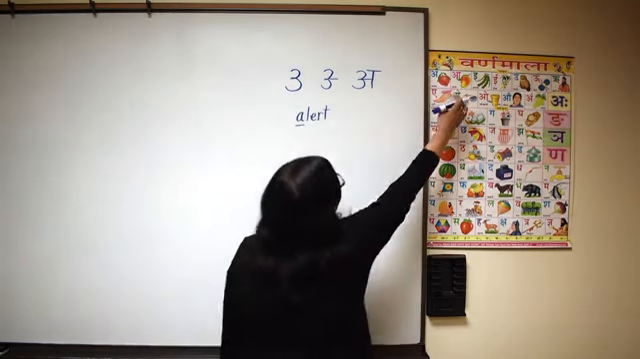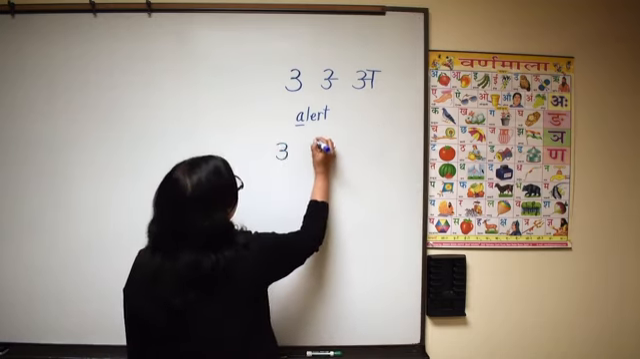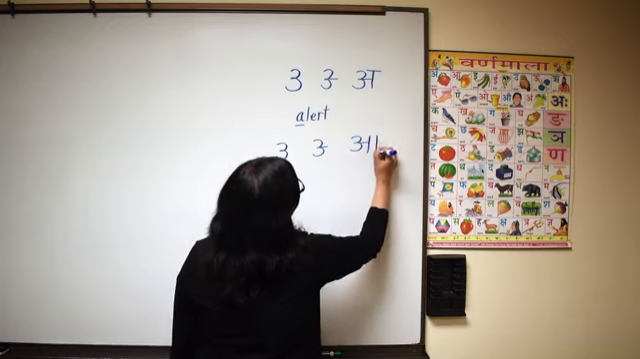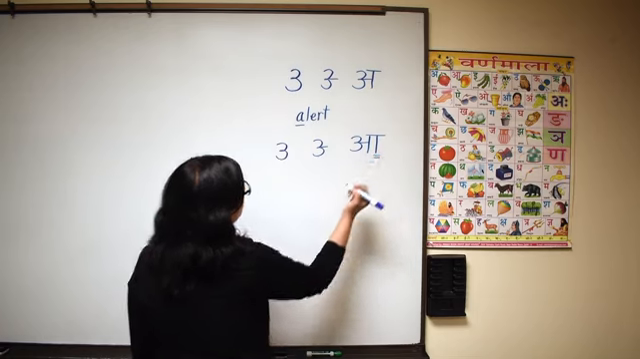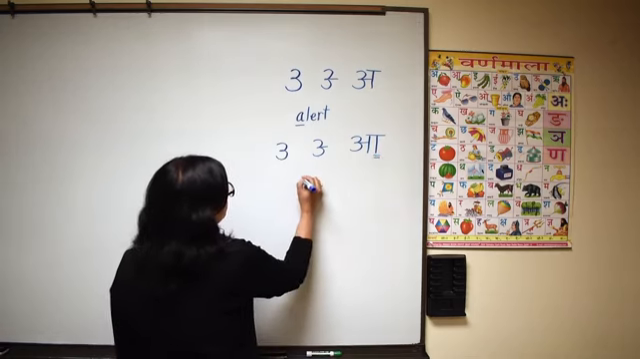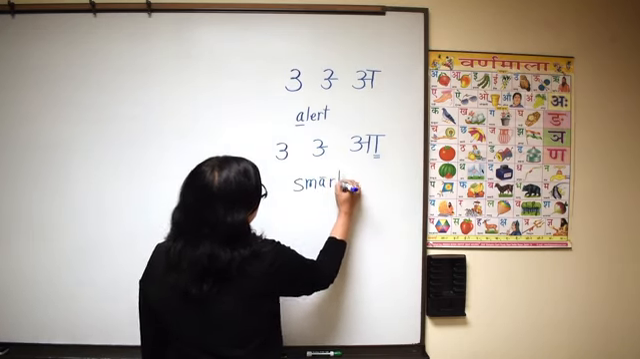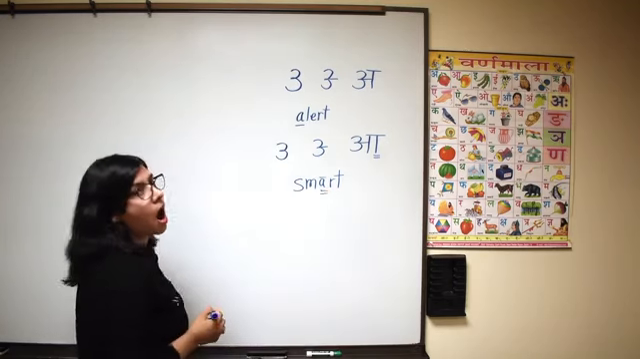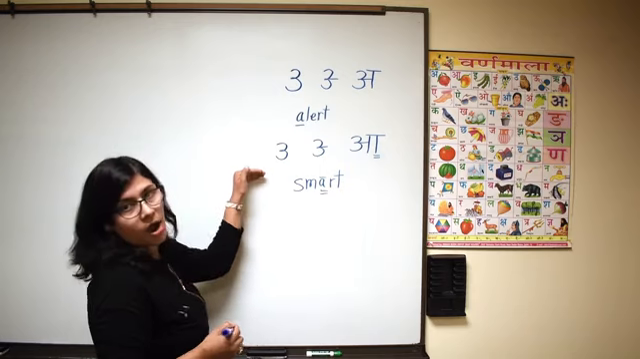The next one is A. Okay, and that's how we make that. So it has an additional vertical bar. Okay, and A as in smart. Okay, so we have A and A.